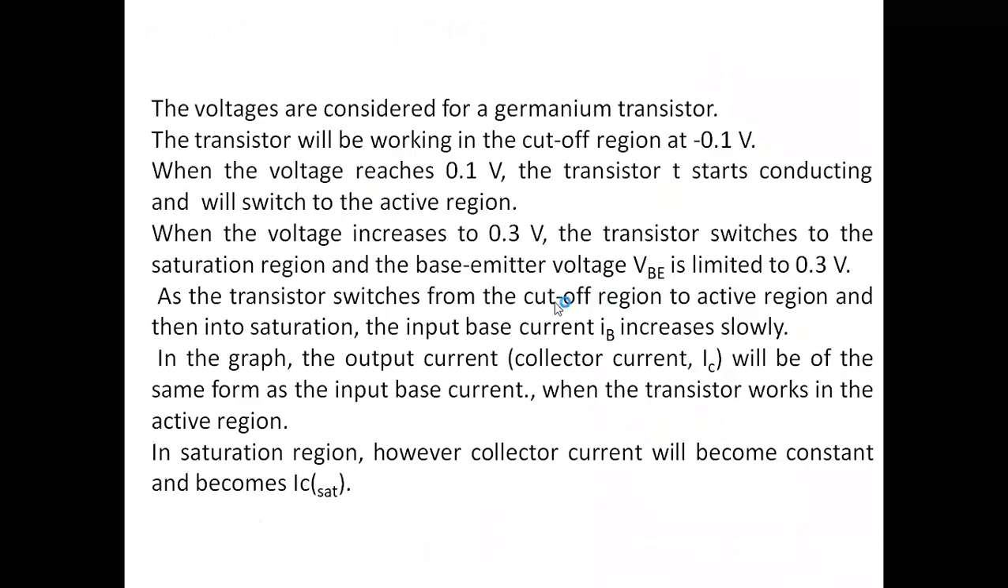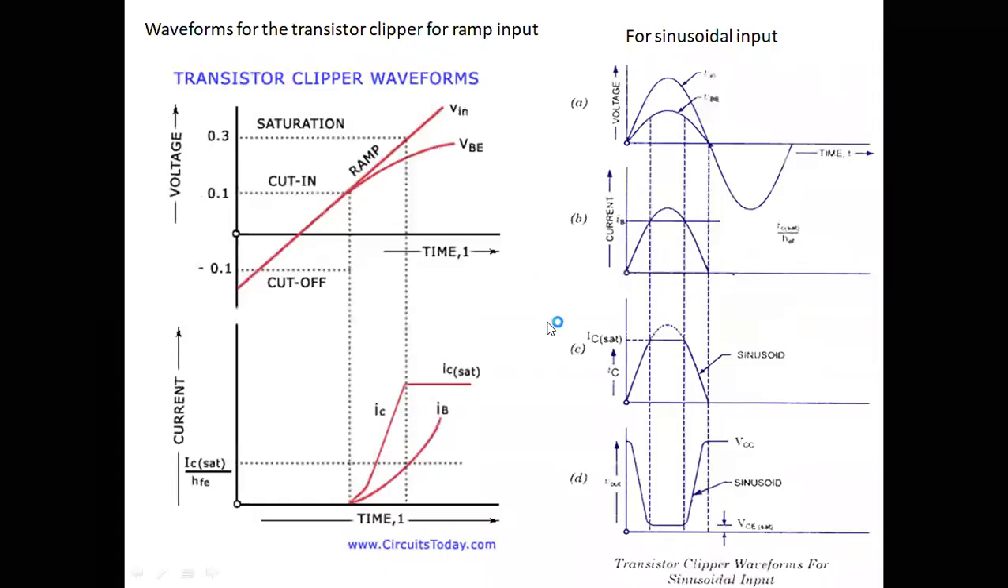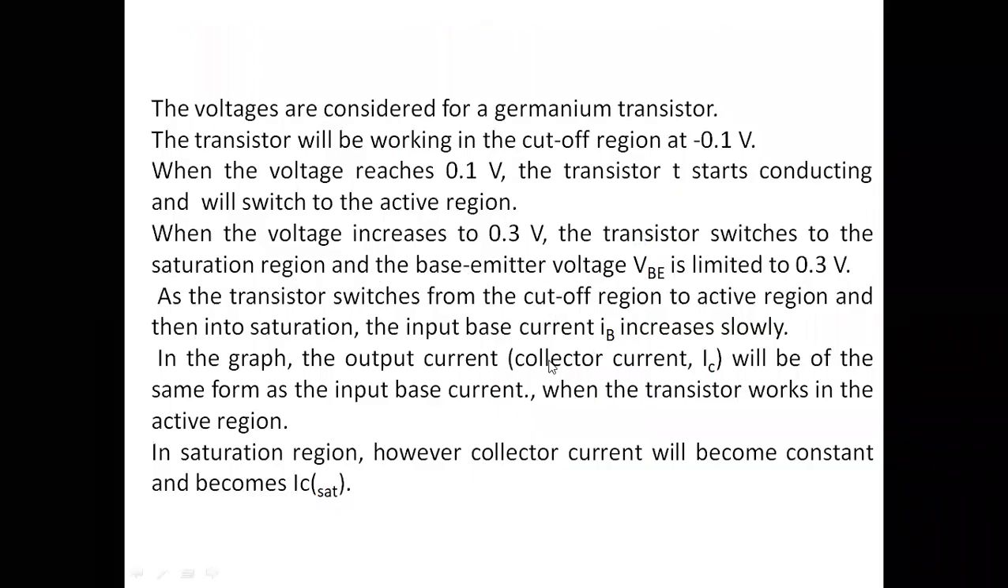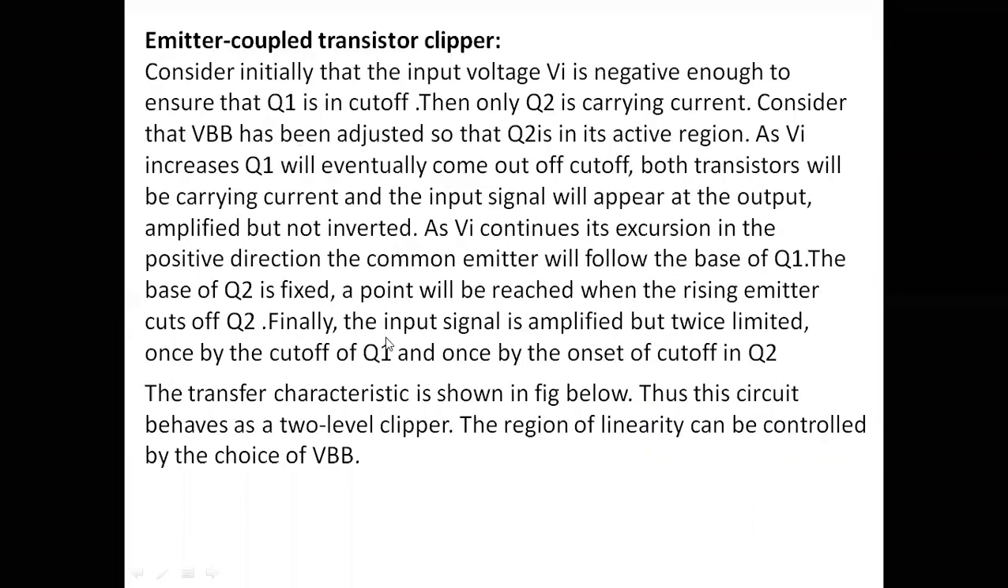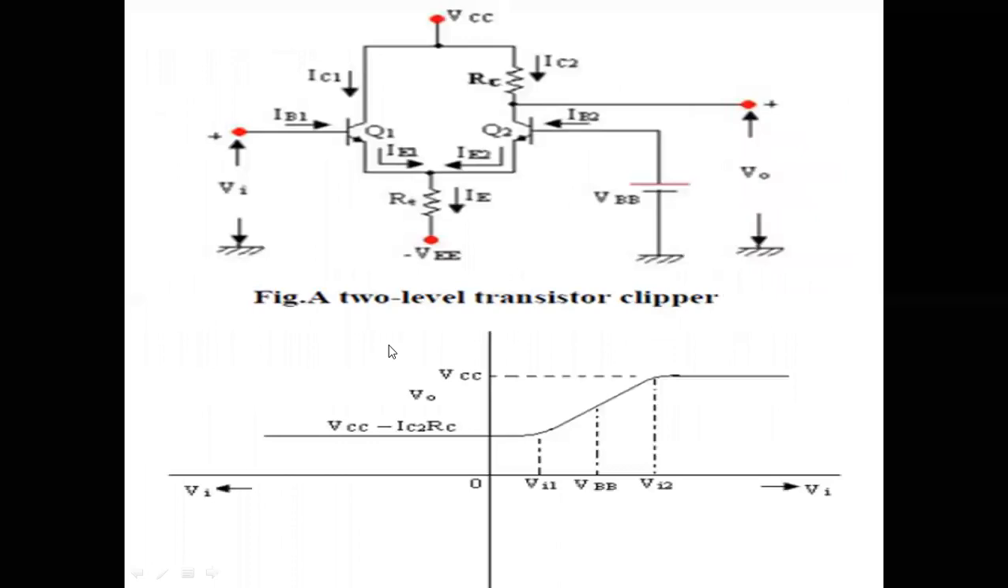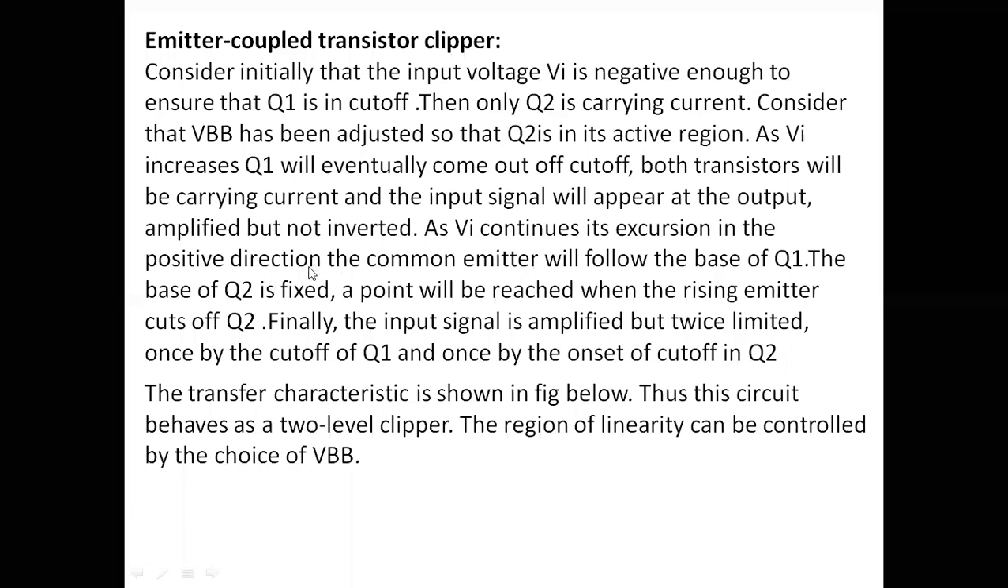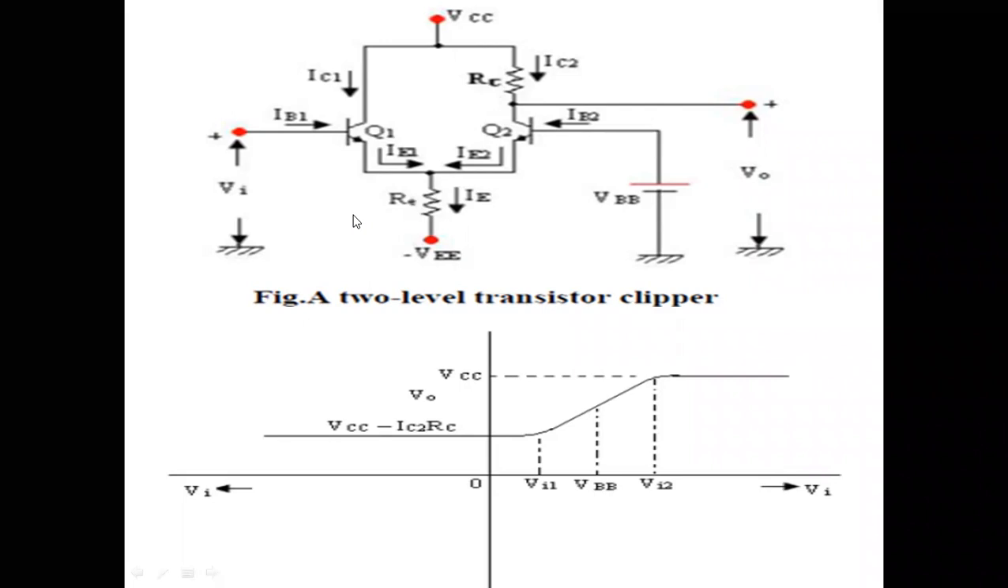Now, what I explained in the previous graph, I have mentioned as theory in this slide. You can go through this slide. Next one is the emitter coupled clipper. In the previous slide I explained the circuit and how it works, for your material purpose, you can go through this. I will explain by looking at the circuit diagram.